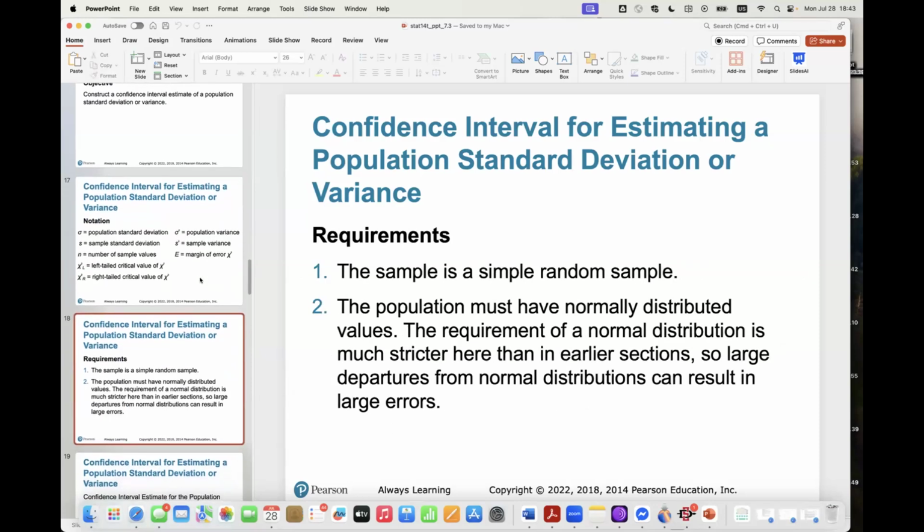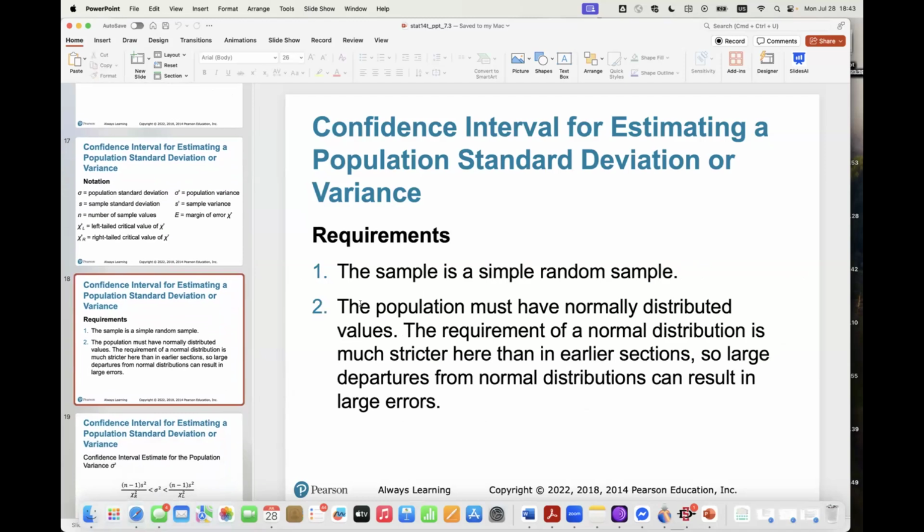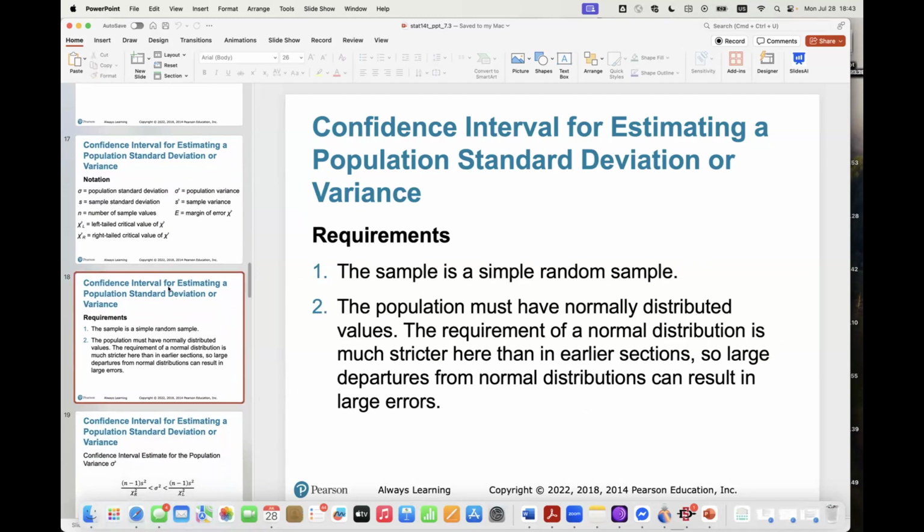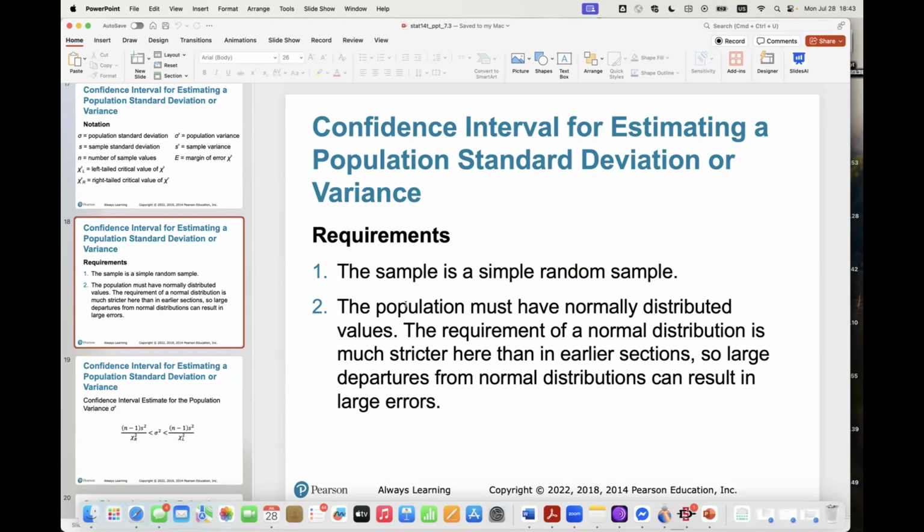Okay, so now let's move to the requirements. There are two requirements. The first one, the sample is a simple random sample. And the second one, the population must have normally distributed values. The requirement of a normal distribution is much stricter here than in earlier sections, so large departures from normal distributions can result in large errors.